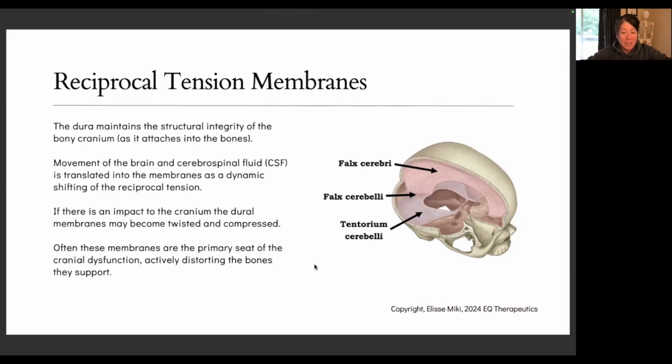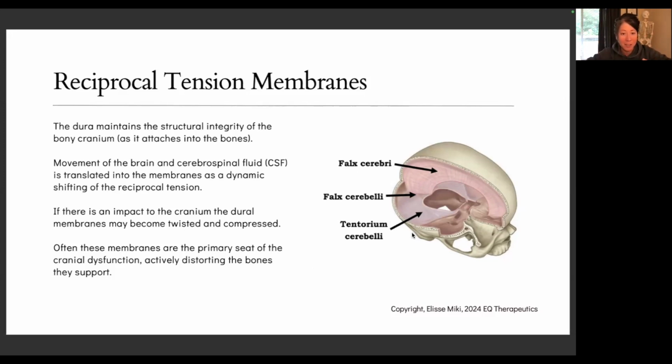Now, the dura maintains the structural integrity of the bony cranium because it's attaching right onto those bones. We can see this is all dura. The falx cerebelli, falx cerebri, and the tentorium are dural membranes, and they're attaching on and inserting to the inside of the skull. So they're actually providing some structural integrity in there. That's why movement of the brain and the CSF can be translated into the membranes with dynamic shifting of tension, because they're actually holding these attachments.